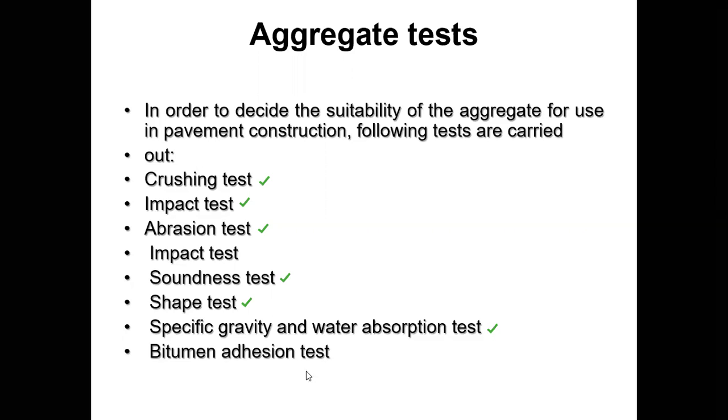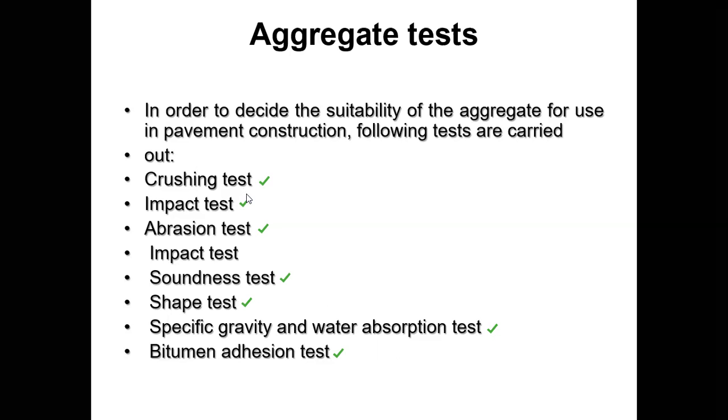Then the bitumen adhesion test. This particular test we already discussed: the aggregate should have less affinity towards water, because if it has more, then because of the contact between the water and bitumen, the bitumen coating will come out from the aggregate layer. Then the bonding between the two aggregates will get reduced. Because of that, once again, the stability of the entire pavement structure will be compromised.